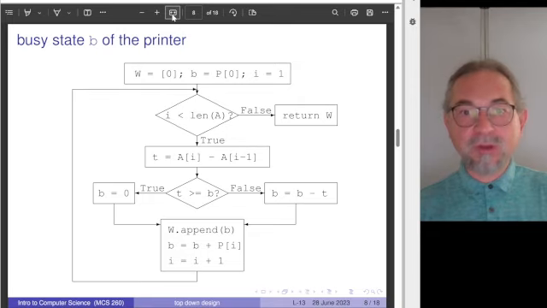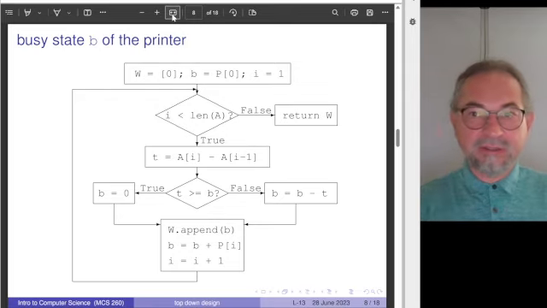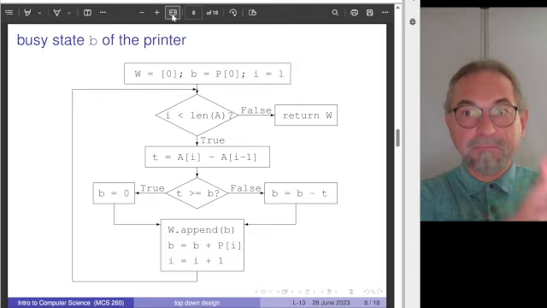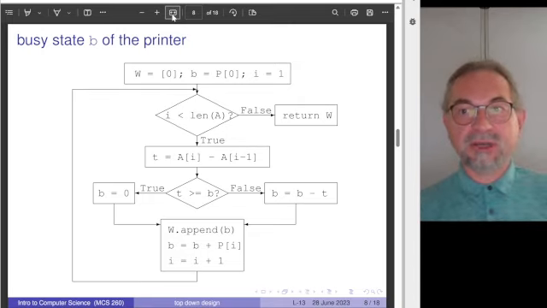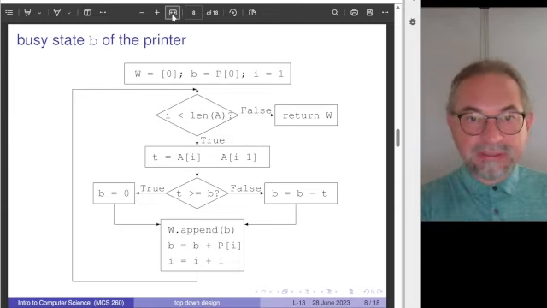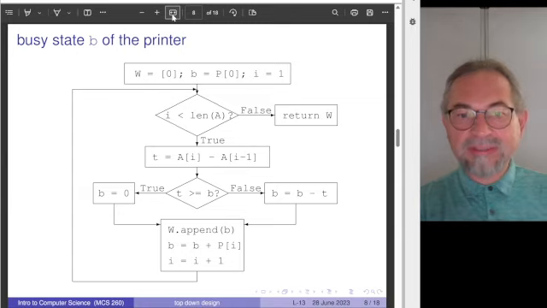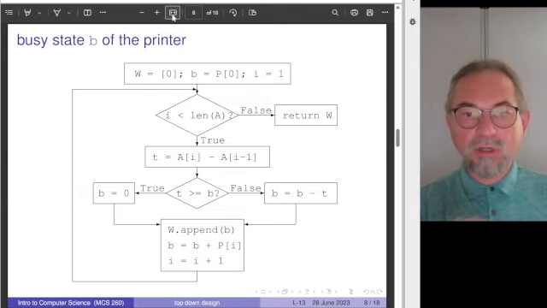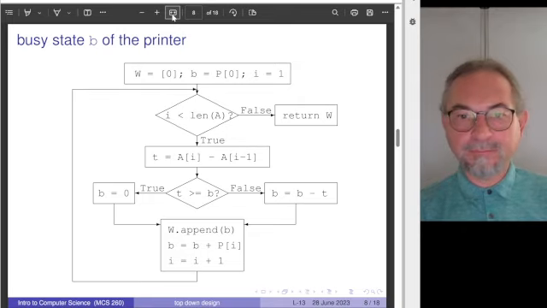Now, if that positive number is larger than the processing time of that first job, then you know that the printer is idle. That means that the job with index 1 arrived past the arrival plus processing time of the initial job. And then you can reset the busy state to 0, and the job with index 1 has no waiting time.